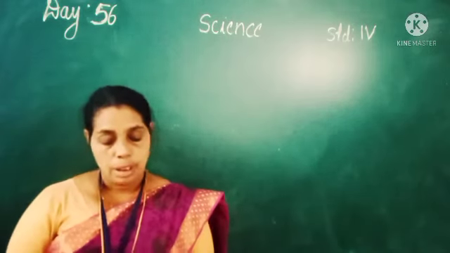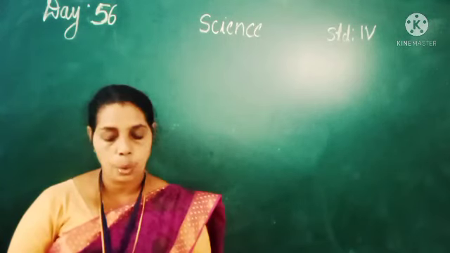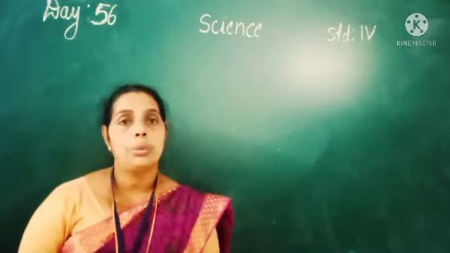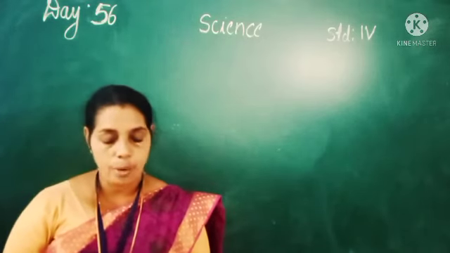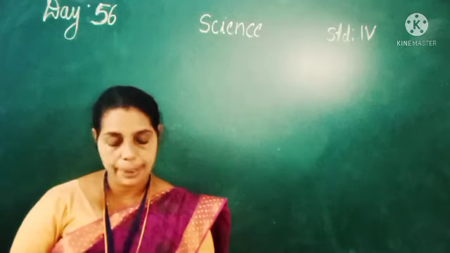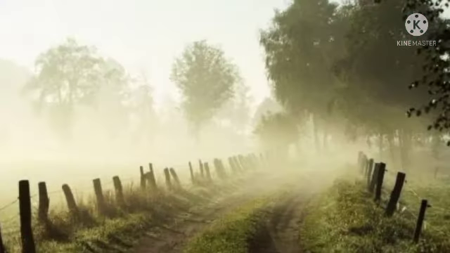Sometimes water vapor condenses very close to the ground. Then it gives a cloudy appearance in the area close to the ground, like a cloud near the ground. This feature is called mist or fog.